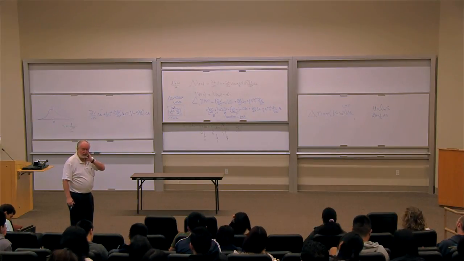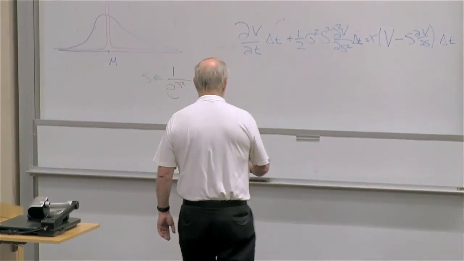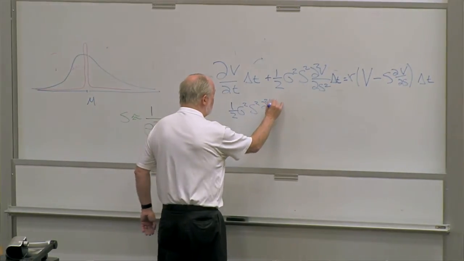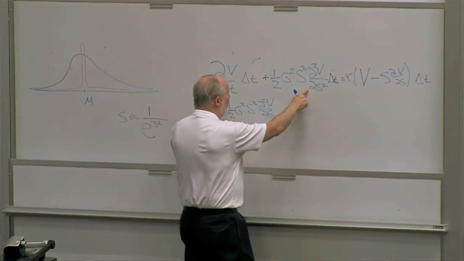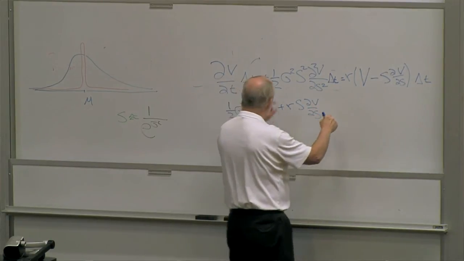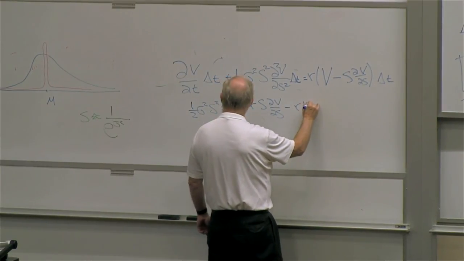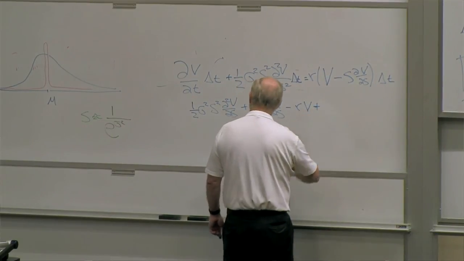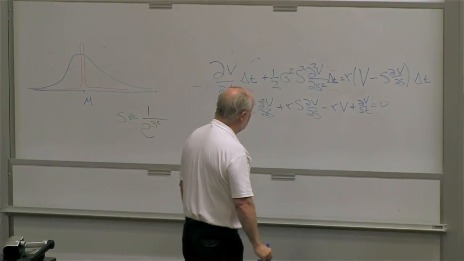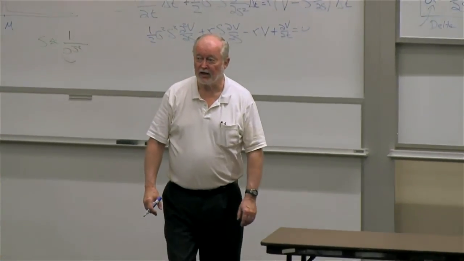Anyone see any cancellations? Delta t, I can factor out delta t. If I factor out delta t, I'm going to have 1/2 sigma squared s squared, second partial of v with respect to s, that's this term right here. Then I'm going to have plus r s, partial of v with respect to s. So I brought all the delta t's premiums on this side right here. Minus RV plus the partial of V with respect to t equals 0. Did I do that right? RV, that looks right. Looks like a nice partial differential equation.